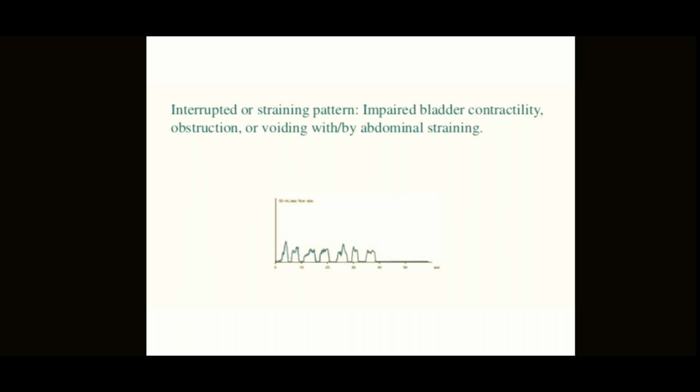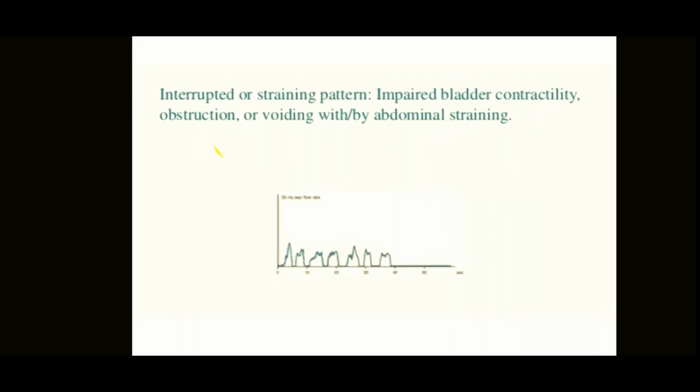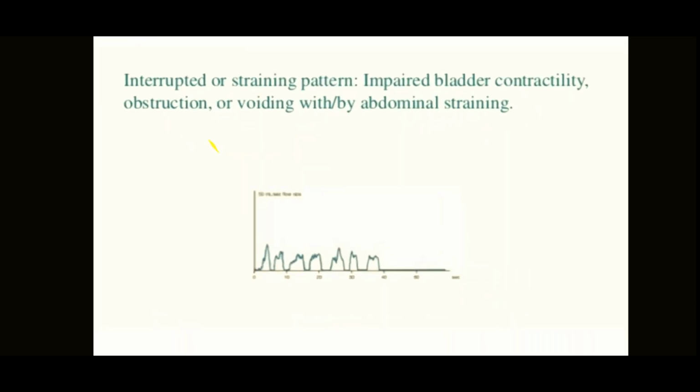Now this one is the interrupted pattern or a straining pattern. Here there seems to be some problem with the bladder contractility. There seems to be some obstruction in the outlet. Also, there can be some voiding problems, like the patient is straining or hesitating, and maybe that is why this pattern in the uroflowmetry has come up.